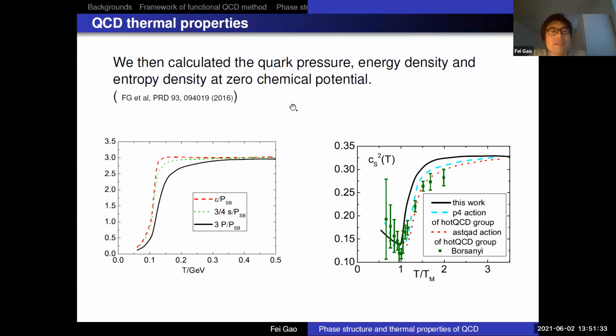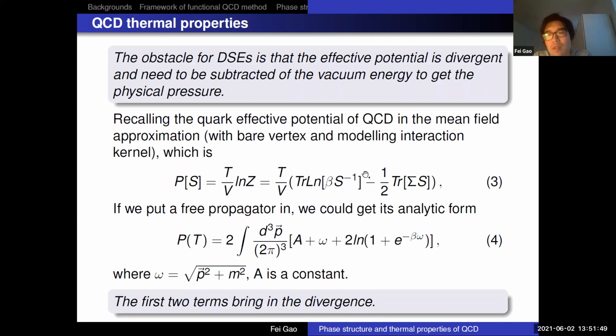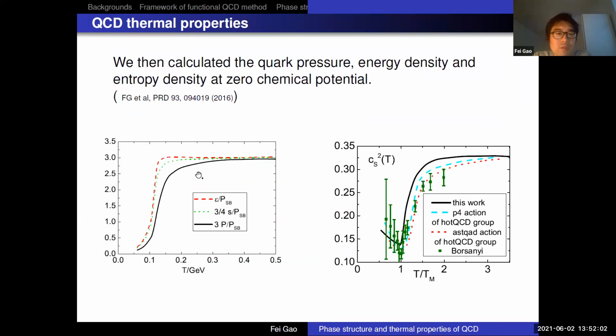With this scheme, we first compute the pressure, the energy, and also the entropy at zero chemical potential. Here I forgot to mention that this is only for the quark part, the interacting quark. The gluon propagator has been neglected here. So this is only the matter sector, and it is not really the full QCD pressure. It is only the quark pressure and energy.